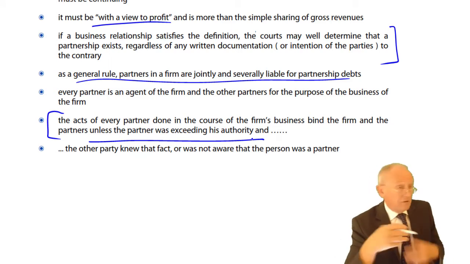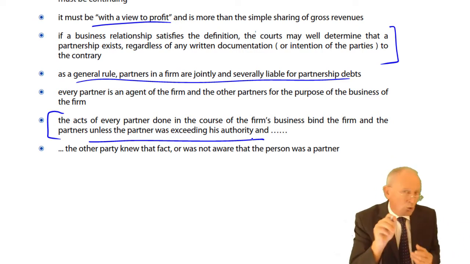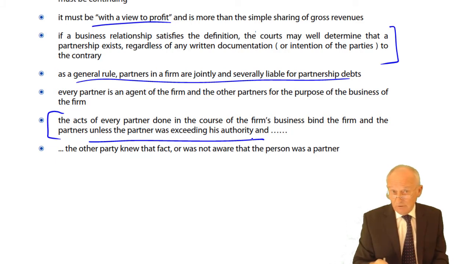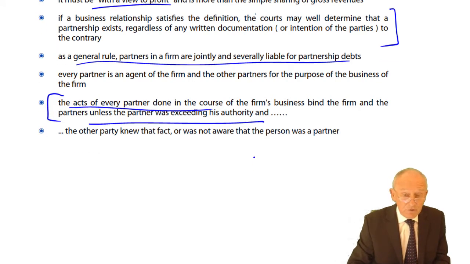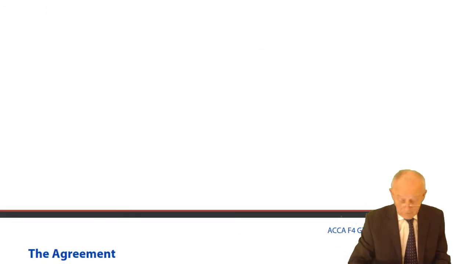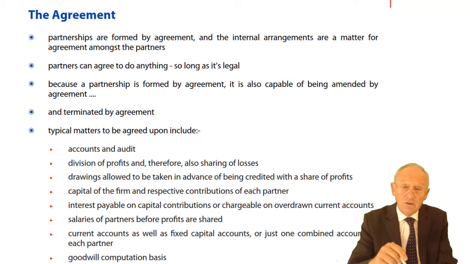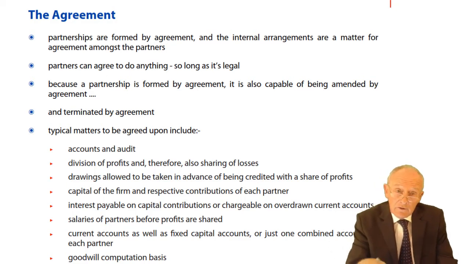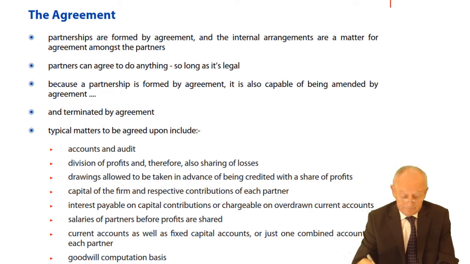Or if I enter a contract with another party and this other party doesn't know that you and I are in partnership, and I exceed my authority, then you can escape liability. But otherwise, the acts of every partner done in the course of the firm's business bind the firm and the partners, unless the partner is exceeding his authority and the other party knew, or ought reasonably to have known, or wasn't aware that this unauthorized person was a partner in a partnership.